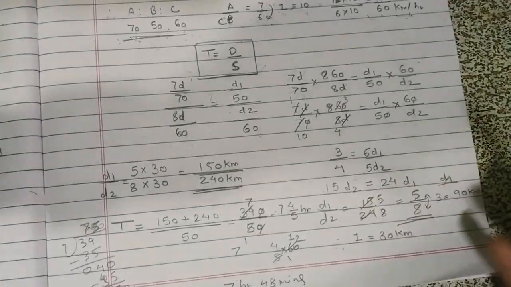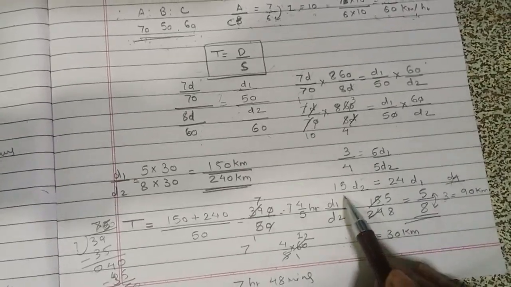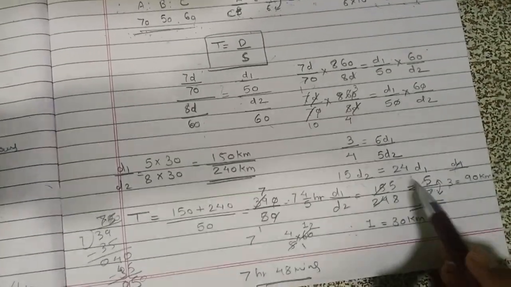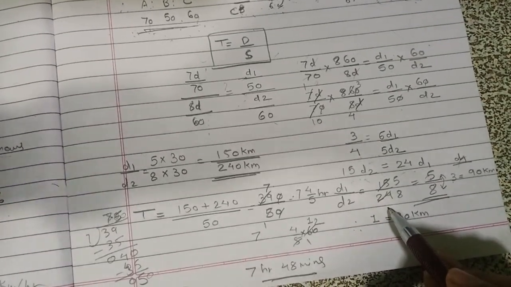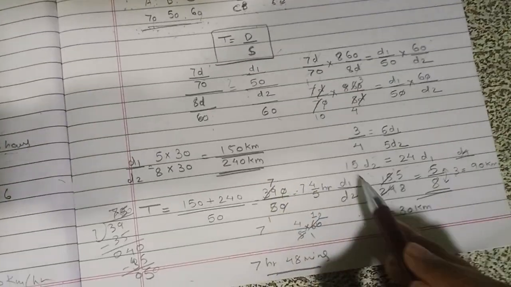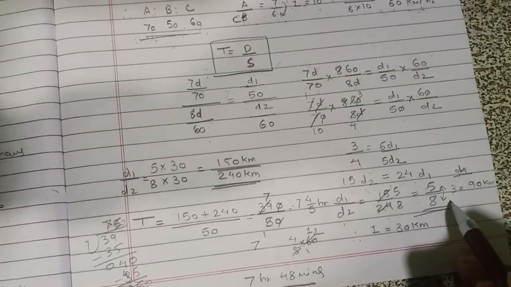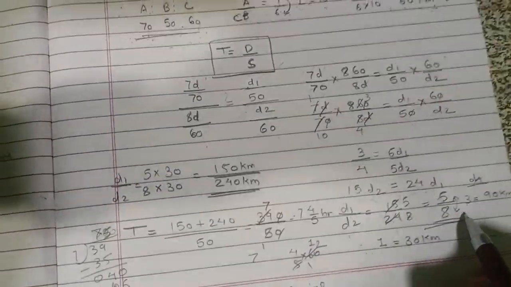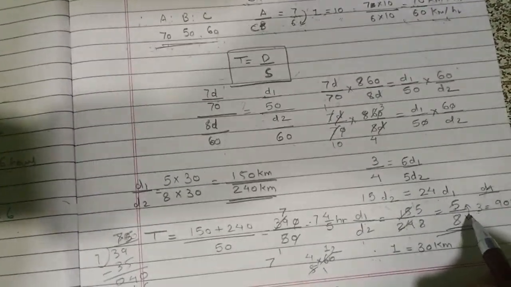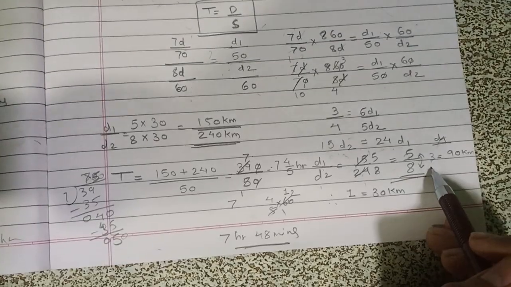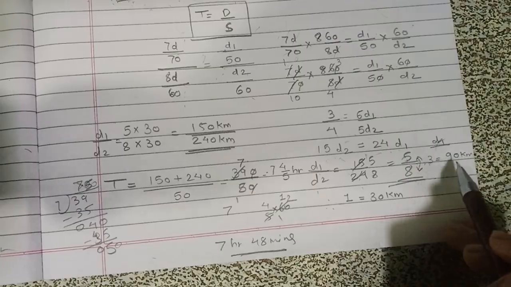If I do cross multiplication again, you guys know it very well, we get d1 by d2 is equal to 15 by 24. I cancel it out, and we get the ratio d1 by d2 is equal to 5 by 8. What is the difference between these ratios? 3. And in the question, it is mentioned that d2 is 90 kilometer more than d1. So the difference is 90 kilometer. The difference is 3 in units, and the actual difference is 90 kilometers. So this 3 is 90 kilometer.